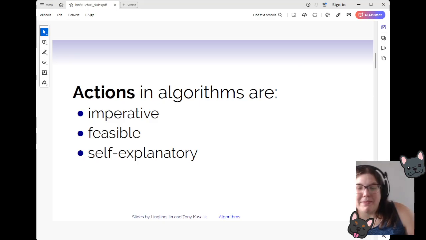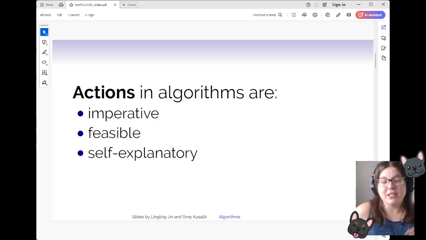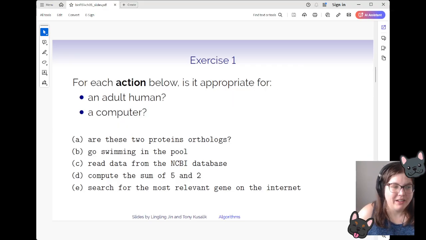It also needs to be self-explanatory. So there needs to be enough detail in that action for the person or the computer or whoever the audience is that is intended to actually go and do it. So sometimes we can be a little bit too vague, then that would mean it's not actually an action because the intended recipient doesn't have enough information to go and execute what they're supposed to do.